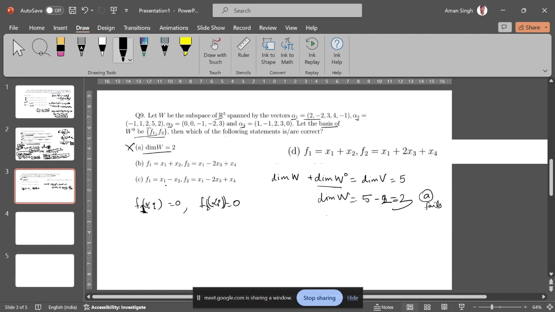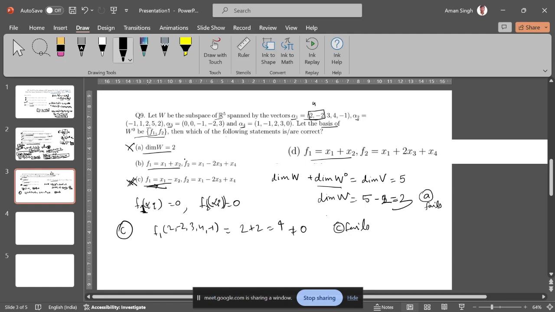So F1, is this true or not? See, let's verify. X1 minus X2 should be 0. So evaluate at this point, X1 minus X2. This will be 4. So this fails. I am saying F1. If F1 is minus 2, 3, 4, minus 1, for C, then this will be 2 plus 2, and this will be 4, and this is not 0. So this C fails. Okay. In B, we have F1 is equal to X1 plus X2. Here also we have X1 plus X2. So both may be correct, but we will check about F2.